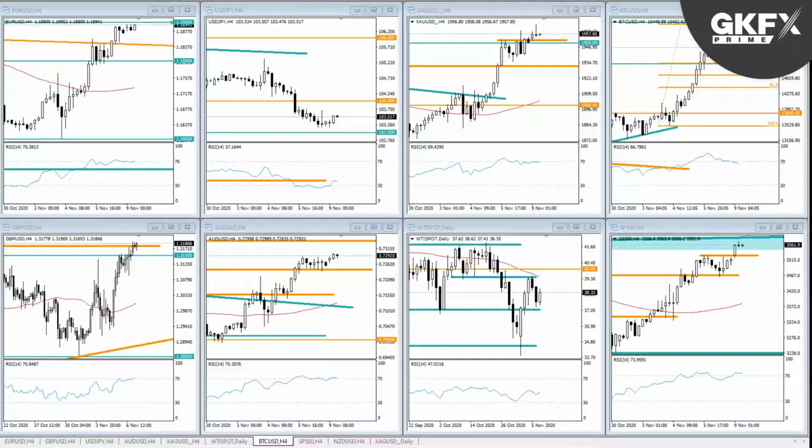So I'm going to cover these major asset classes as I always do. So that's the forex market. There's some commodities. That's a bit of crypto and indices too.